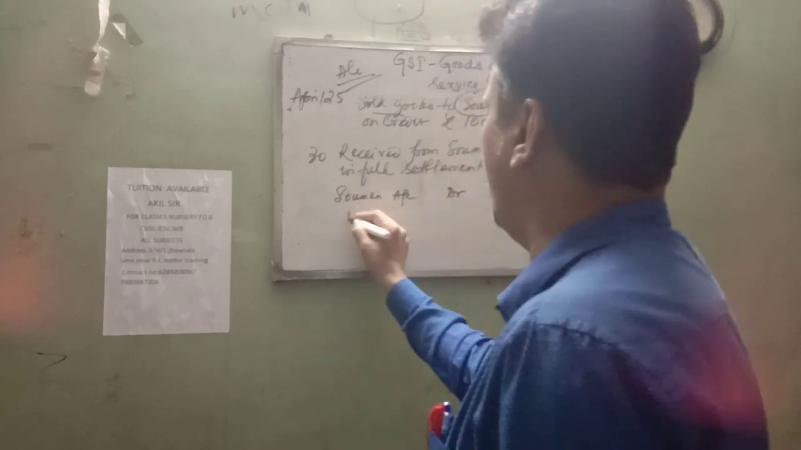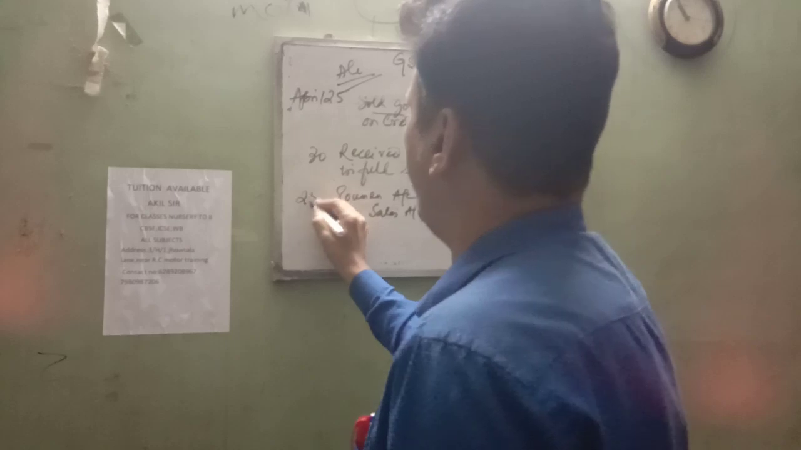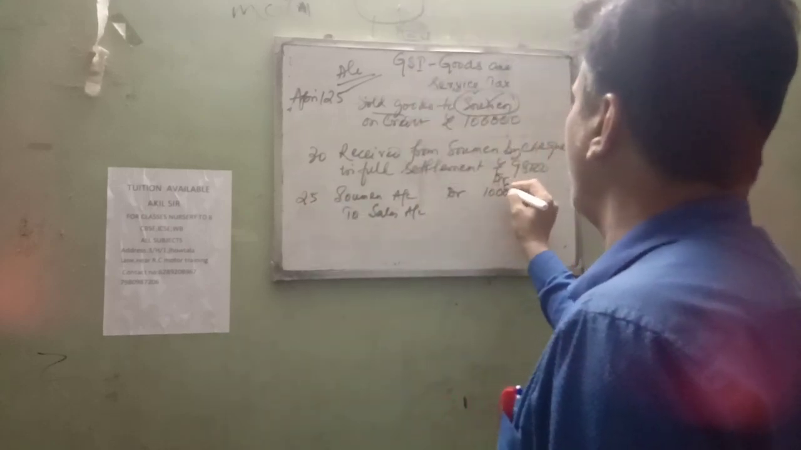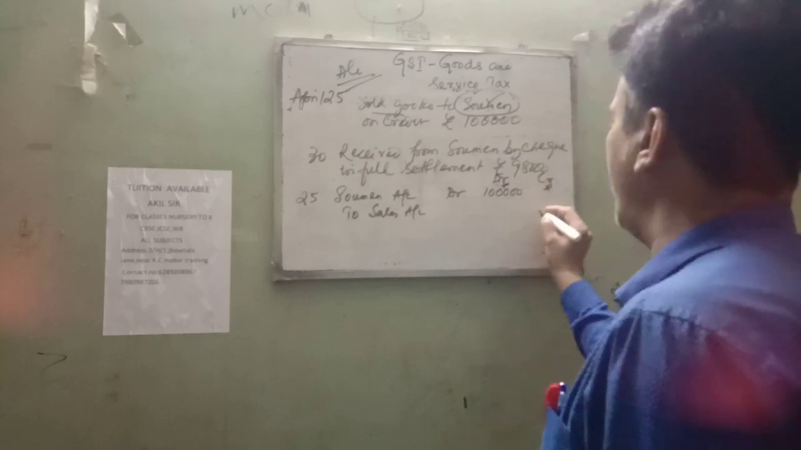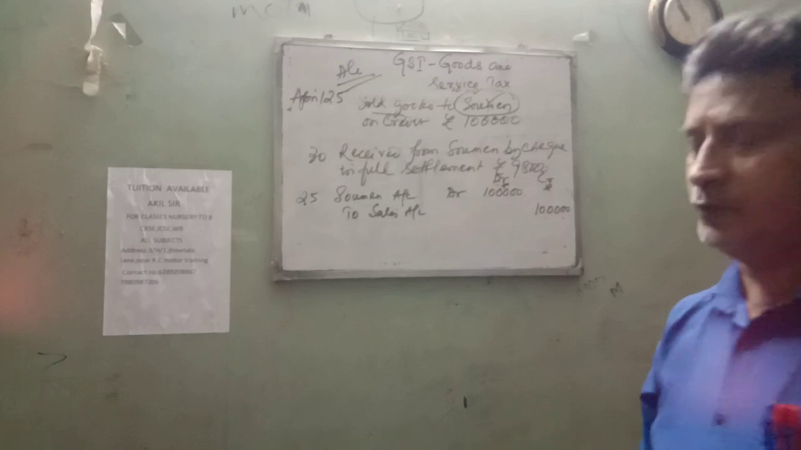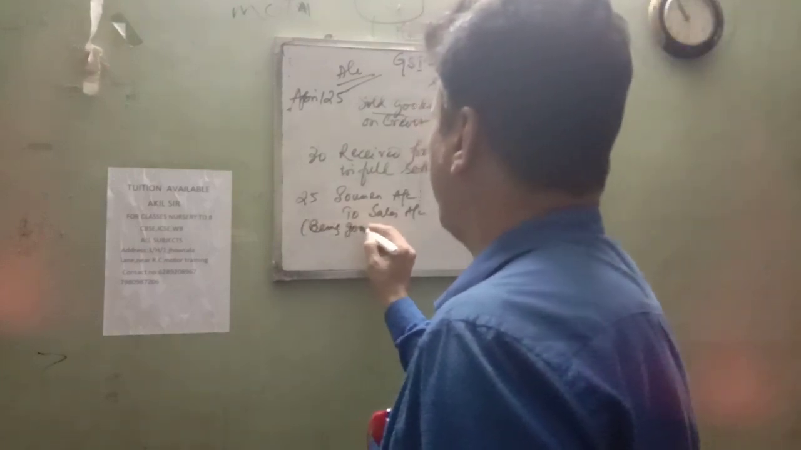At the time of sale, Soman account debit to sales account on 25th. How much? 1 lakh, 1 lakh. जर्नल में debit और credit दोनों बराबर होता है. Debit and credit both are same. Being goods sold on credit. Okay.